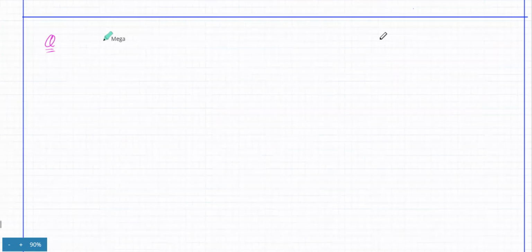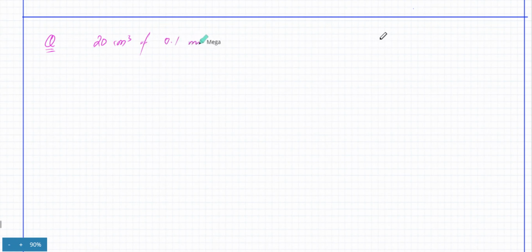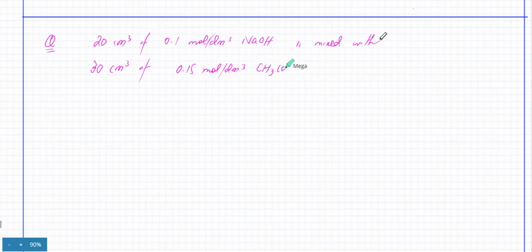So the question is that there is NaOH. 20 cm cube of, let's say, 0.1 mole per dm cube NaOH is neutralized, or is mixed, with, let's say, 30 cm cube of 0.15 mole per dm cube, not NaOH, ethanoic acid. So there's a reaction going on, and 20 cm cube 0.1 mole per dm cube NaOH is mixed with 30 cm cube 0.15 mole per dm cube ethanoic acid.